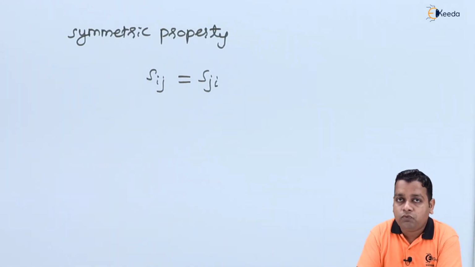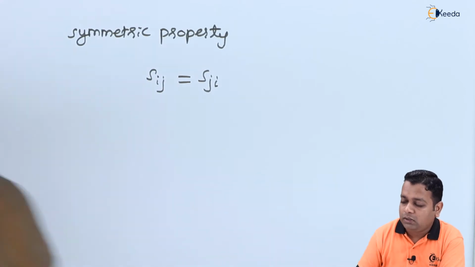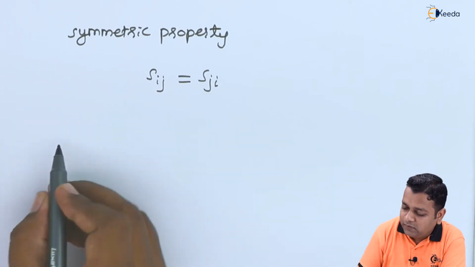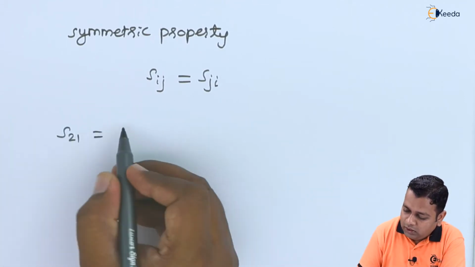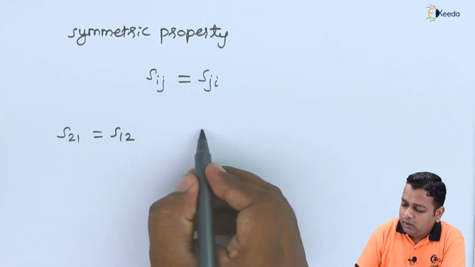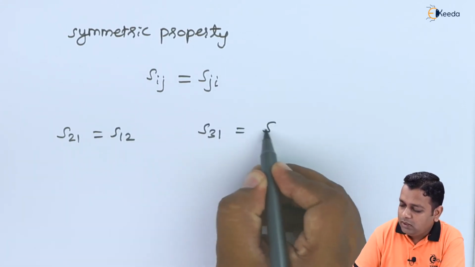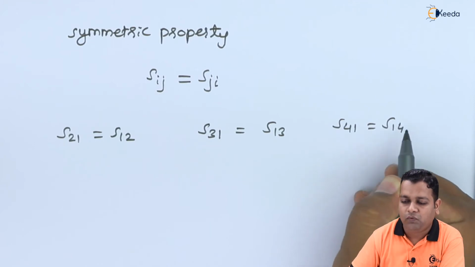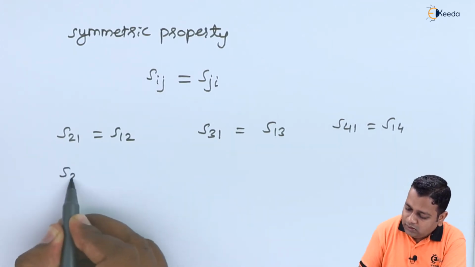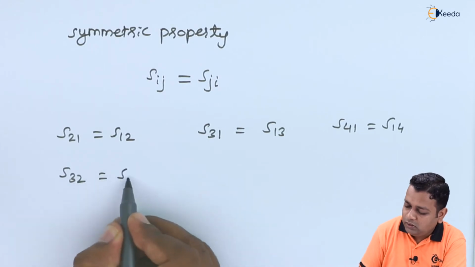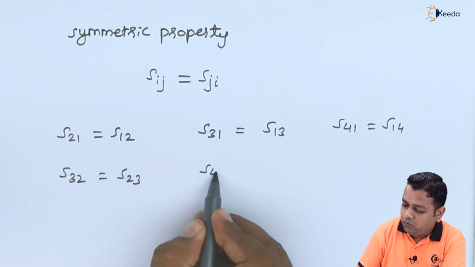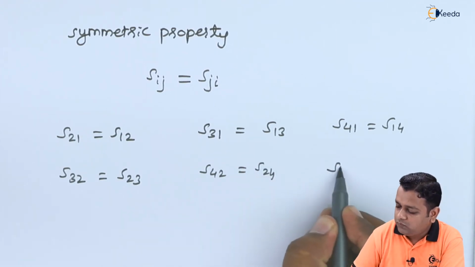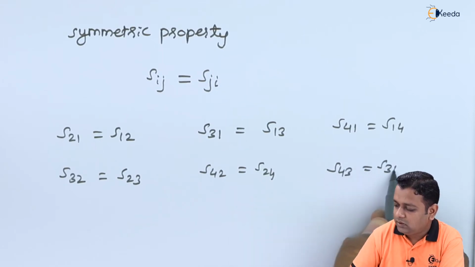As we have four ports for the directional coupler, we can make various combinations equated by the symmetric property: S21 will be S12, S31 will be S13, S41 will be S14, S32 is S23, S42 will be equal to S24 and S43 will be equal to S34.